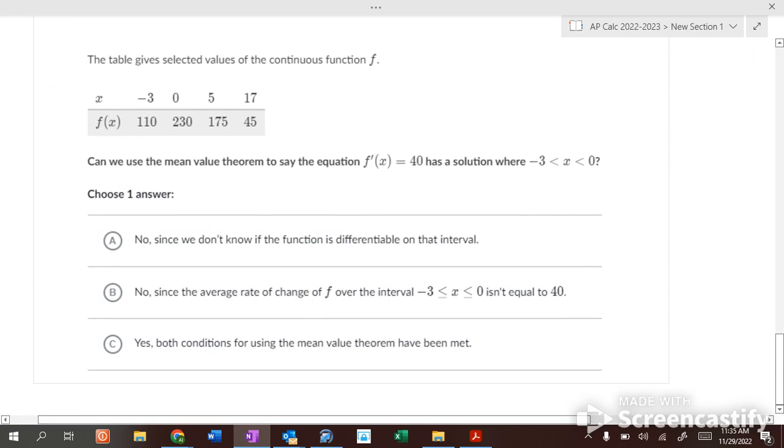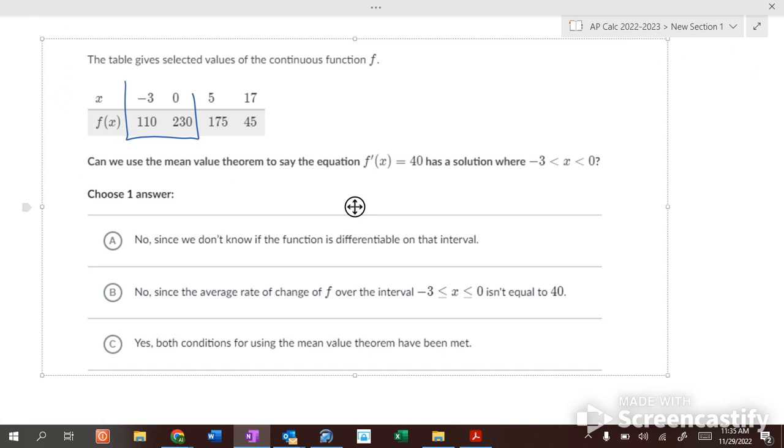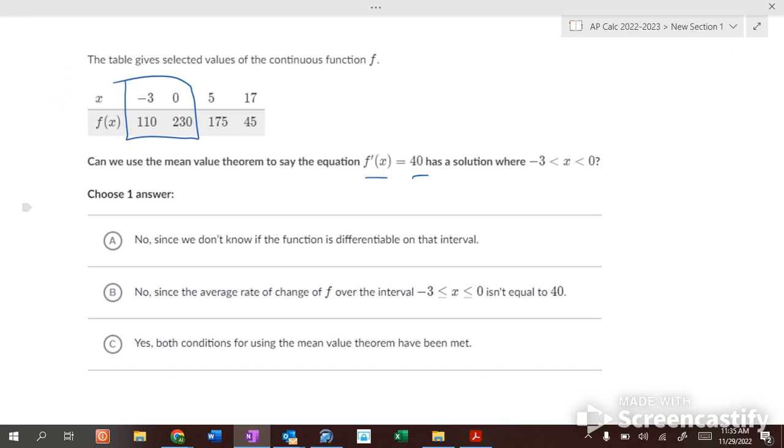Okay, on this one, now they give us a table. They say, well, between these two, okay, the first derivative is equal to 40. You set the first derivative equal to 40. Okay, so what is 230 minus 110 over 0 minus negative 3? Which equals? So that part of it's right.